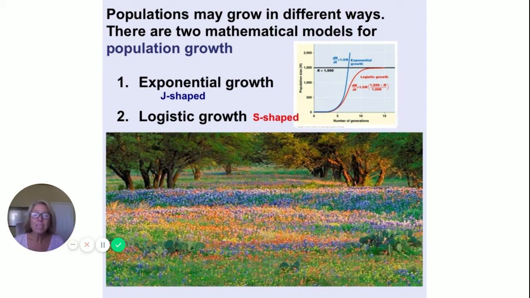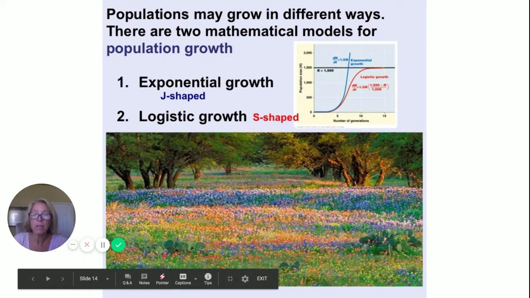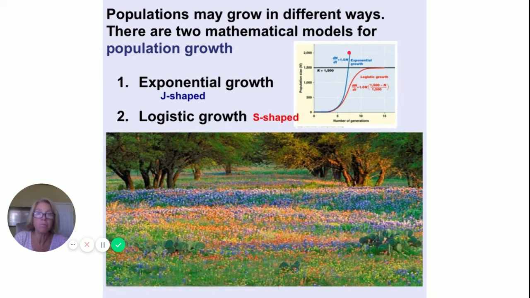So exponential sounds just like it looks, right? Very rapid reproduction. They call that a J-shaped growth curve. For this, you're seeing here, let me get a pointer. You can see it right here. You can see that J shape in blue. Okay, that's exponential growth. And then logistic growth is the S shape. That would be the red.